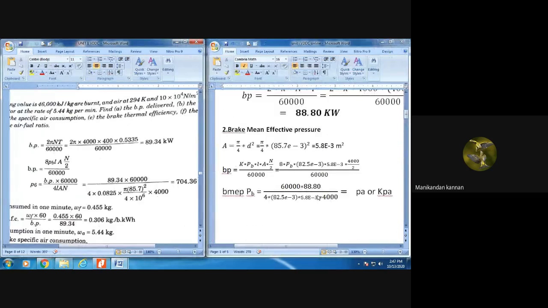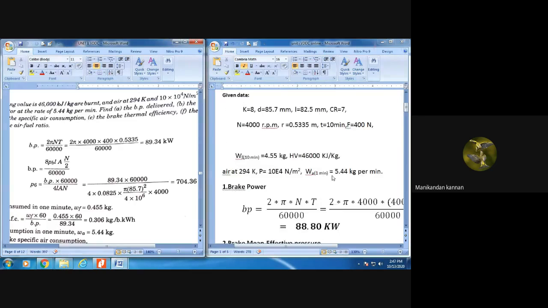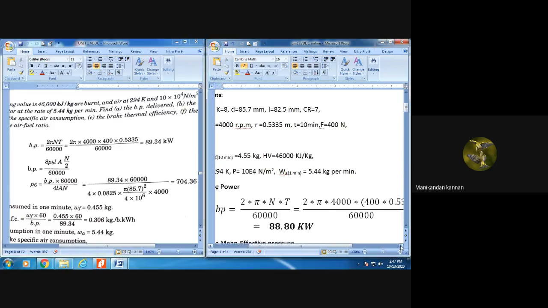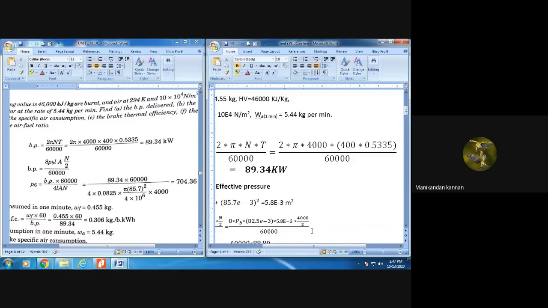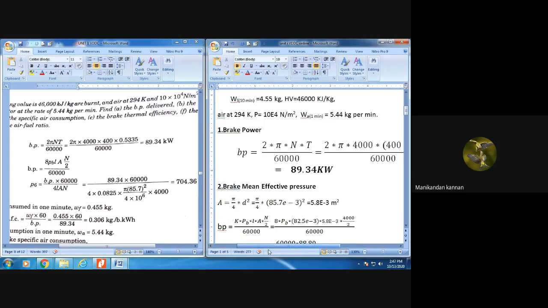Okay, so for brake power, he has multiplied force into radius. So we have multiplied 400 into 0.35. The answer it is giving is 89. Later you can check. If it is not coming, you write whatever answer you are getting. Okay, 89.34 kilowatt. 88.80, sir. Okay, whatever I found may be, later you can check.